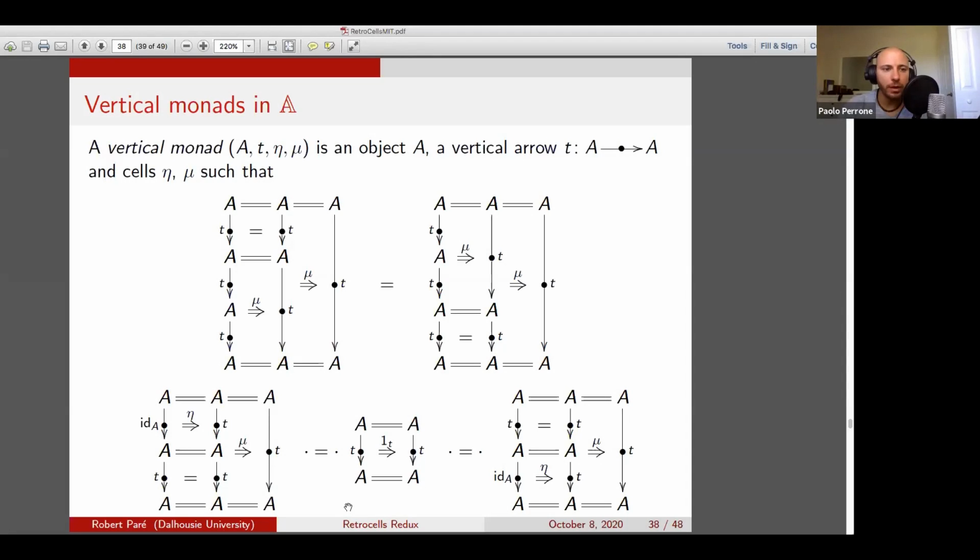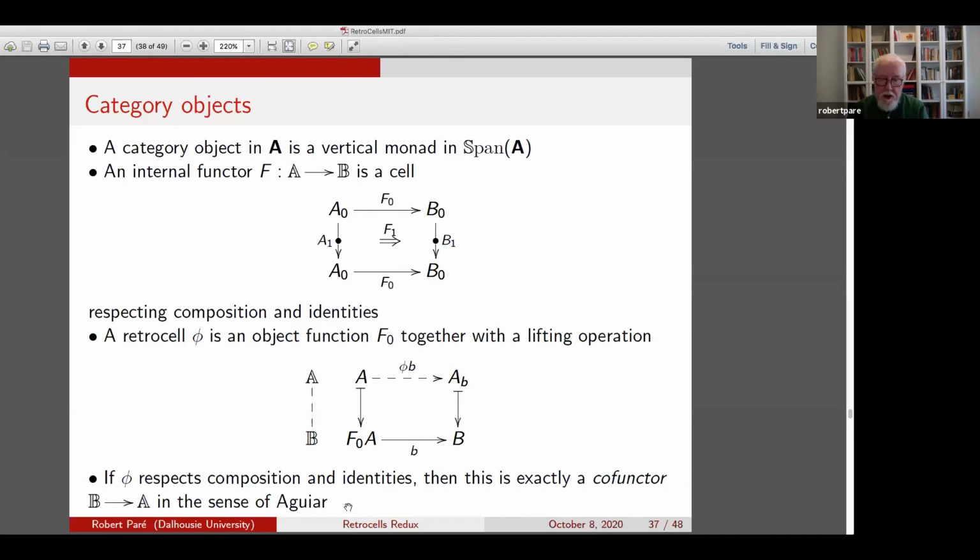Now, sorry, there's a question. Yes. David Myers is asking, what does it mean respects composition and identities when we have a retrocell? Maybe I'll come to this later. Okay, let's see if I can just say it from this here.